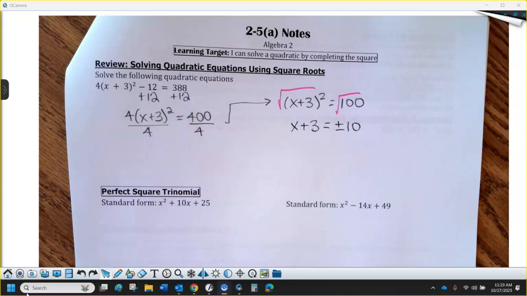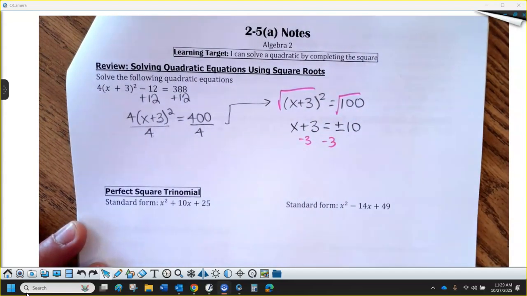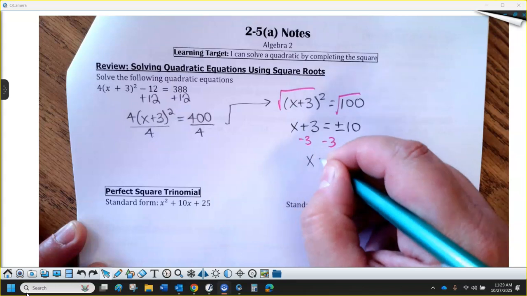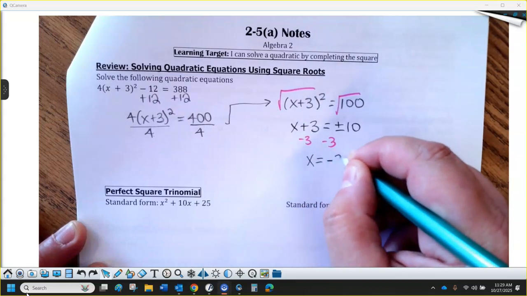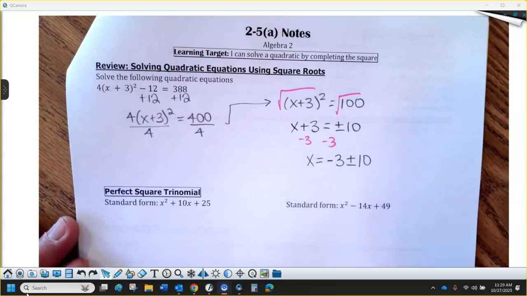Okay, now this kind of has 2 more steps. So I need to move the 3 away from the x. So I'm going to subtract that real quick. And I would just tell you, write that negative 3 right after the equal sign and scooch the plus or minus 10 over.